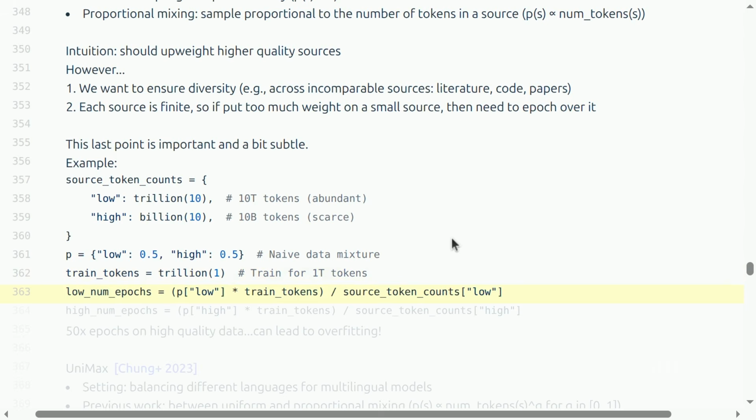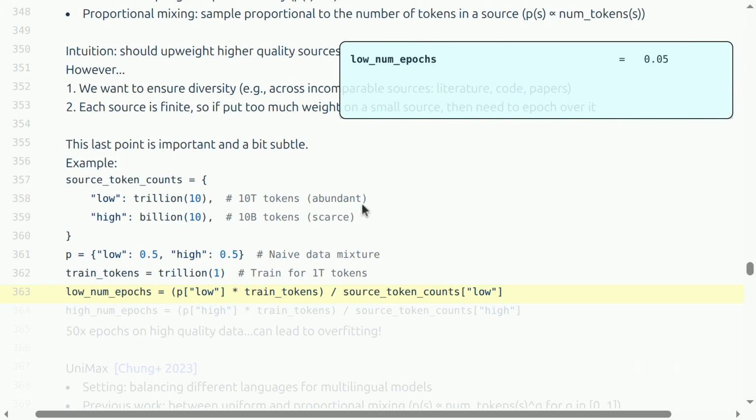Okay, so then let's look at this, which is the number of times a particular element in the low quality data set was trained on. So that's the number of epochs a particular data point was trained on. So P low times the train tokens is the number of times I want to request tokens from this low quality source, divided by the total number of tokens in the low quality source. So this is less than 1. So basically that means only 5% of the tokens in this low quality data set I'm even going to touch and train on once.